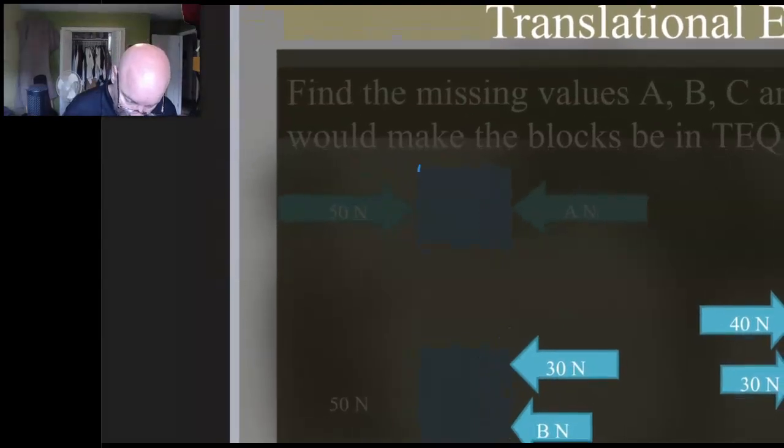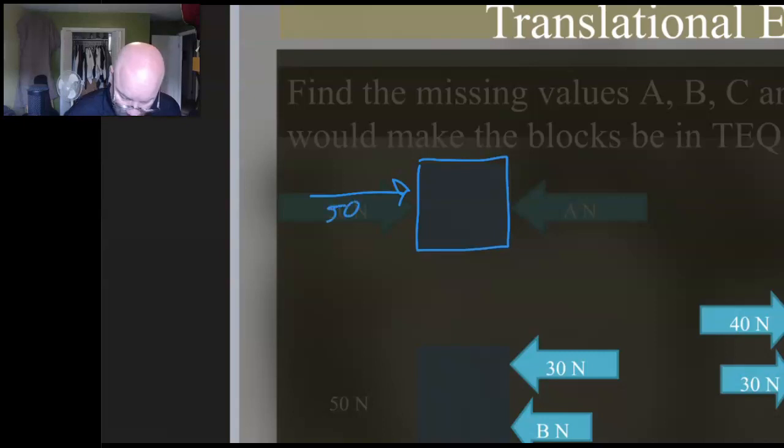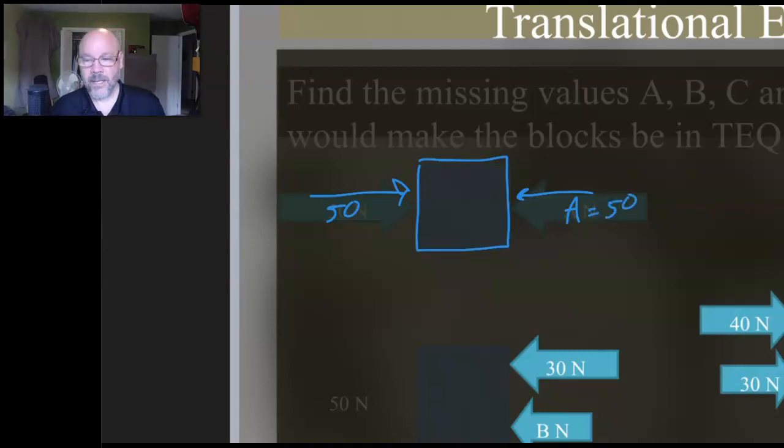So I have a block here, and I've got a force here, which is 50. And what we're trying to do is figure out what we're going to need over here to put that in equilibrium. And it's pretty easy to see. If we've got 50 pushing to the right, we need 50 pushing to the left in order to make this thing work out. Okay, so that's what we're going to have there.